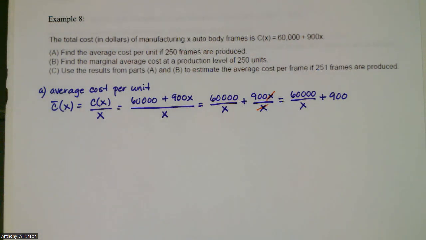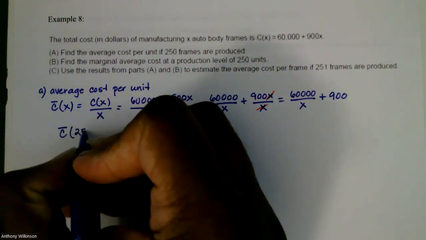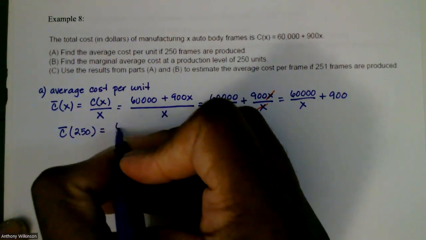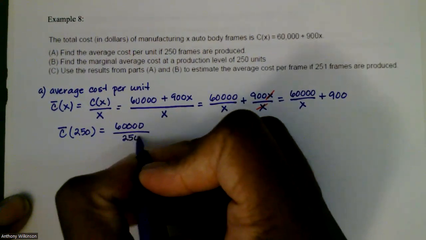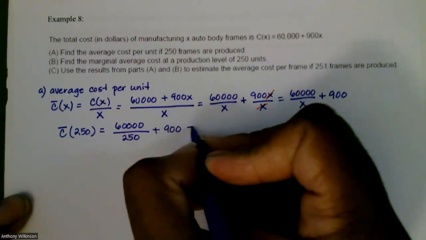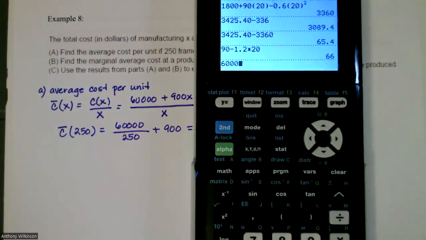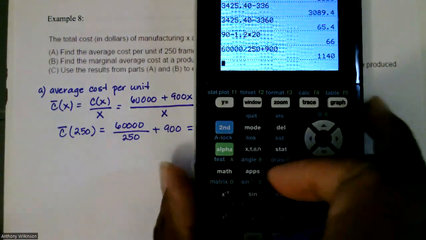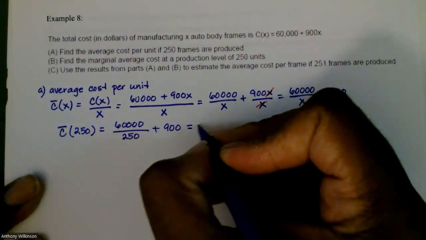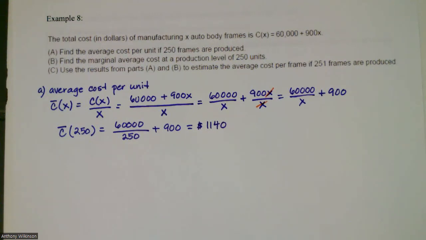Now we're going to use that to find the average cost per unit if 250 frames are produced. So that means X is 250, so C bar of 250 is just this. We substitute the X in that average cost function with 250, so it'll be 60,000 divided by 250 plus 900. So 60,000 divided by 250 plus 900 gives me $1,140. So the average cost per unit, if 250 frames are produced, would be $1,140. Okay, so that's part A.